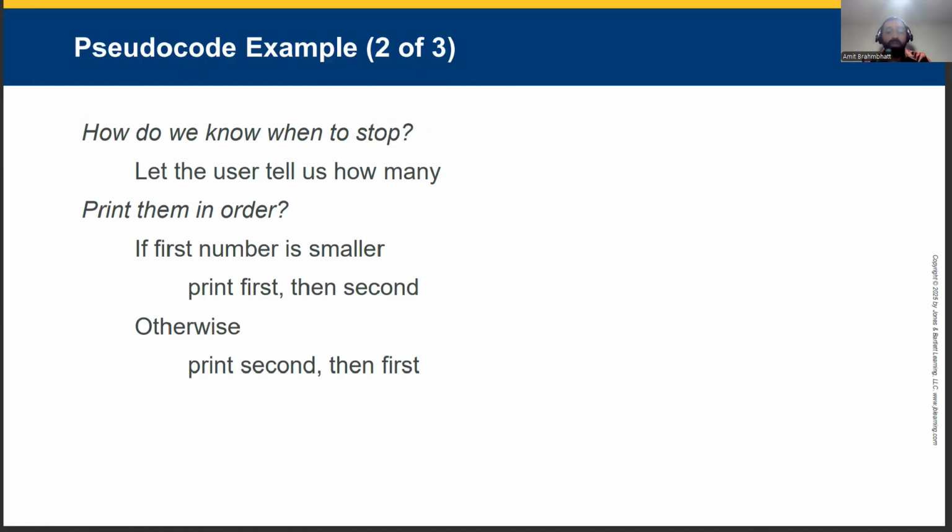The slide also clarifies the logic for printing the numbers in ascending order. If the first number is smaller, print it first. Otherwise, print the second number first. This reinforces the idea that pseudocode can incorporate both user control and conditional logic to create well-structured, predictable algorithms.